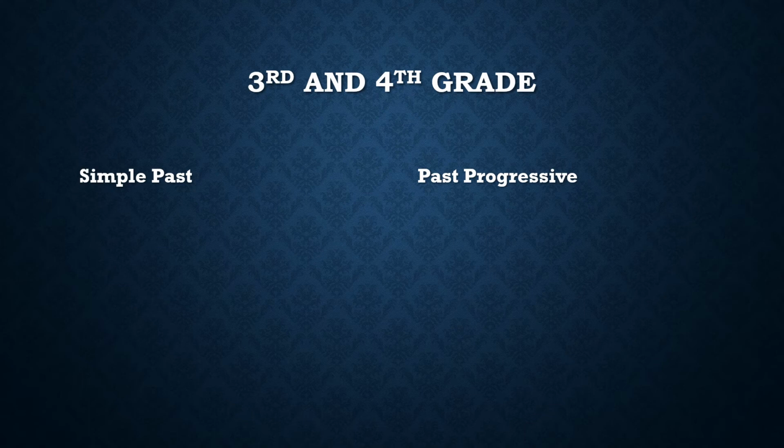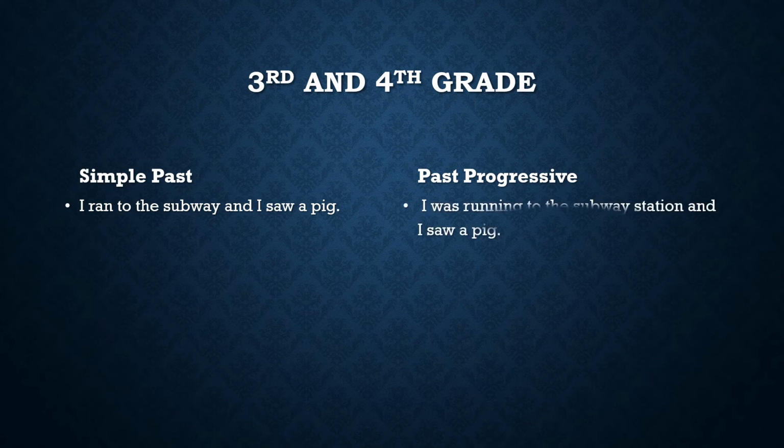All right. So now for some more examples of simple past. I ran to the subway and I saw a pig. Well, did I see a pig in the subway? Did I see it as I was running to the subway? It's not quite as clear, and it's kind of boring. It's less interesting of a sentence. I was running to the subway station and I saw a pig. So this tells me that as I was running, I saw a pig. It doesn't really say where I saw the pig, but it should tell the person reading or hearing the sentence that I saw a pig while I was doing it, while I was running.